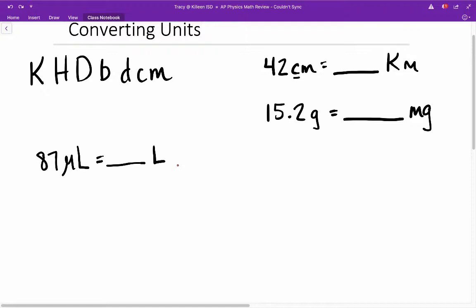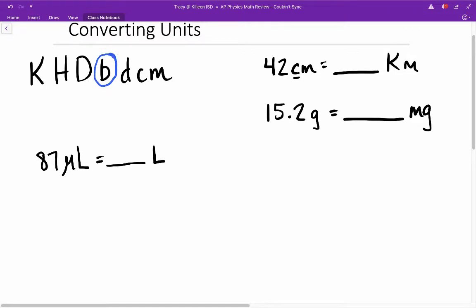You also need to be able to convert between things like miles per hour and meters per second. This is going to come up a lot. The quicker that you memorize some of this stuff, the better it'll be for you and the easier it'll be for you.